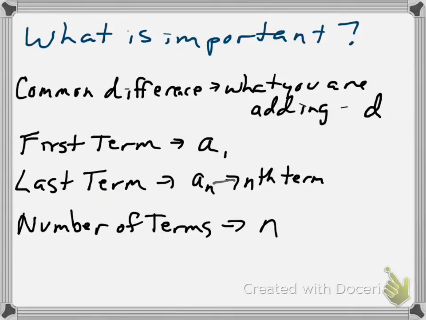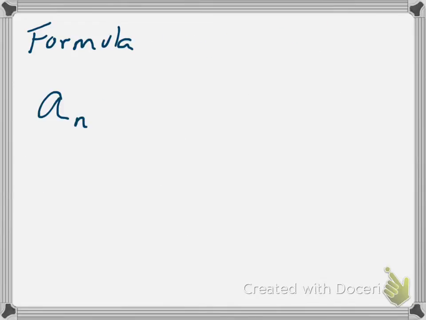Here's a summary of what you need to know out of this section, the variables and what they refer to. Okay. A1 is the first term, An is the last term, D is the common difference, N is the number of terms. There is a formula today. It's called the recursive formula for an arithmetic sequence. And it's a sub n equals a sub 1 plus n minus 1 times d. That will appear on your formula sheet, which you'll probably get tomorrow, along with the other formulas.